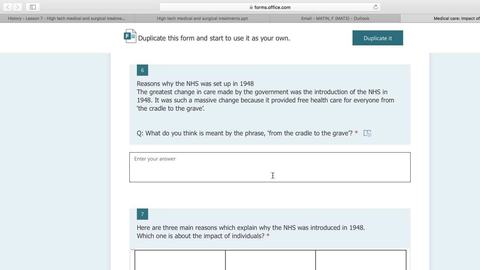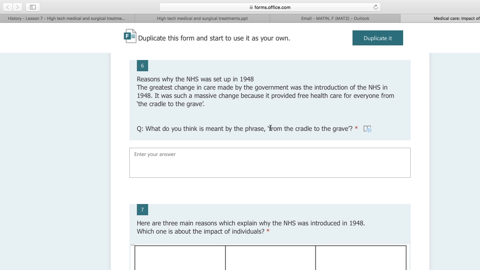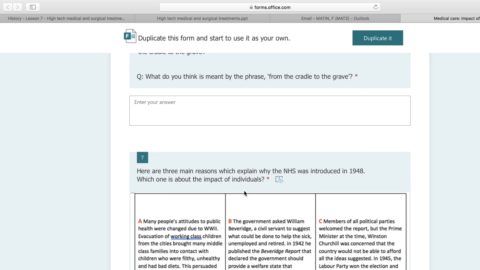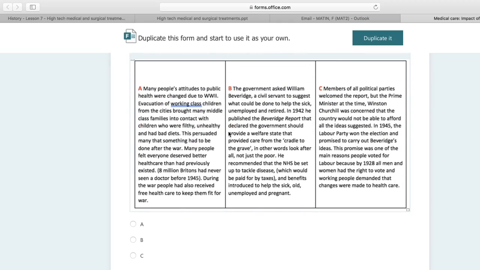Now, I want you to make inferences based on that source. What do you think that suggests about the NHS? What is its purpose? What does it do? There's also some context there for you to read to help you.